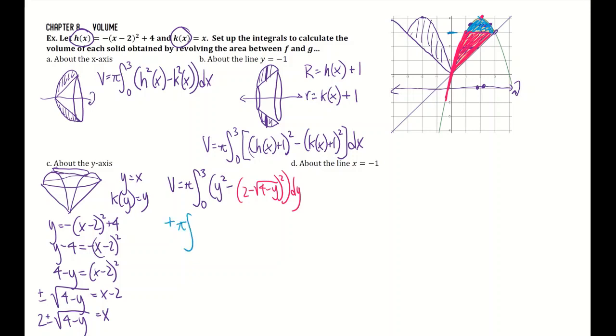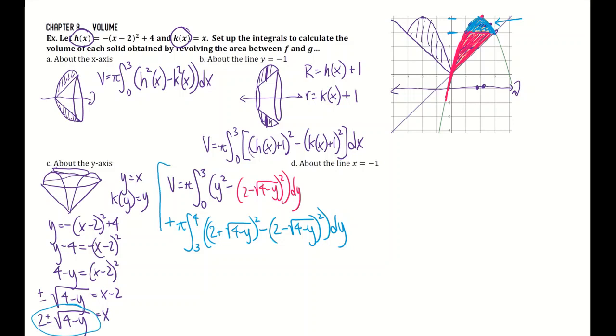And my lower bound is 3, my upper bound is 4. Again, we're in terms of dy, so your bounds need to be in terms of y. Then your outer radius is going to be the positive root, because again, it's the parabola, which is going to be both sides of this equation. So the outer function is going to be 2 plus root 4 minus y, and the inner function is 2 minus root 4 minus y.